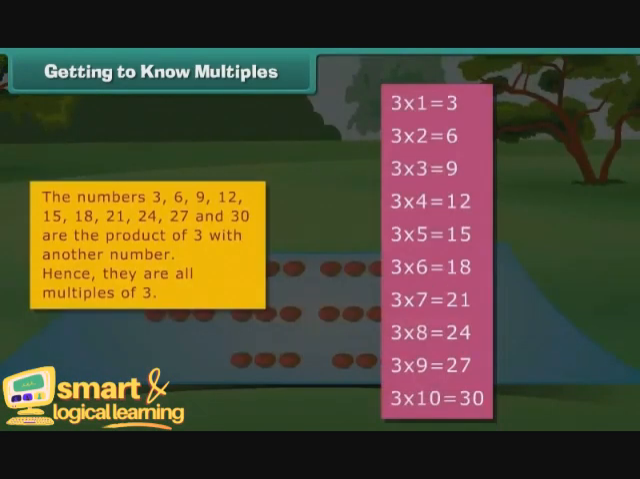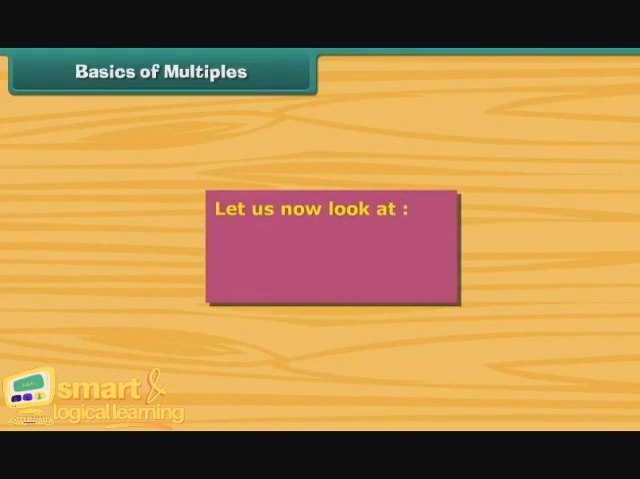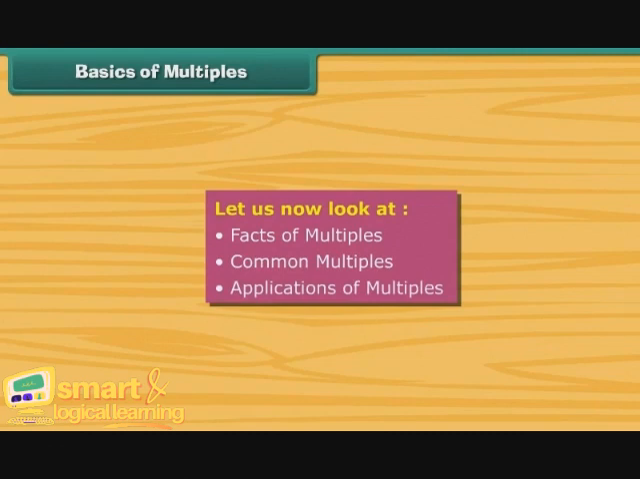The numbers 3, 6, 9, 12, 15, 18, 21, 24, 27 and 30 are the product of 3 with another number. Hence, they are all multiples of 3. Basics of multiples. Multiples of a number are those numbers that are the product of the original number with another number. In order to understand multiples better, let us now look at facts of multiples, common multiples, and applications of multiples.